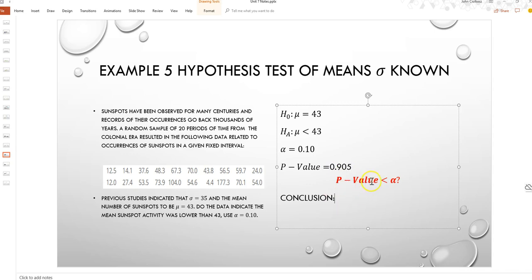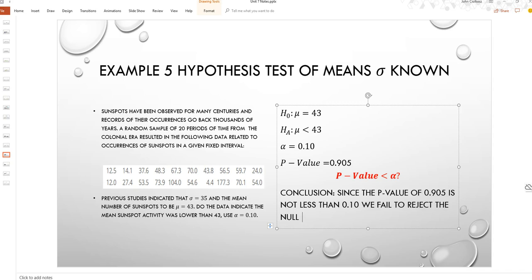So I'm saying, is my p-value less than alpha? So is 0.905 less than 0.1? Not even close, right? So in this case, since the p-value of 0.905 is not less than our alpha, so 0.10, we fail, just here with a comma, we fail to reject the null hypothesis. So again, it's a false statement, it's not less than alpha. So we say since p-value is not less than this, we fail to reject the null hypothesis.